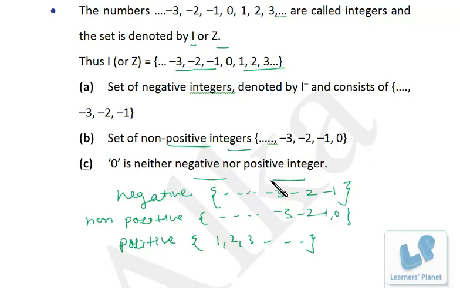I hope you are clear with the definitions of natural numbers, whole numbers and integers. Among these three, the set of integers is the biggest because whole numbers as well as natural numbers, both of them are part of integers.